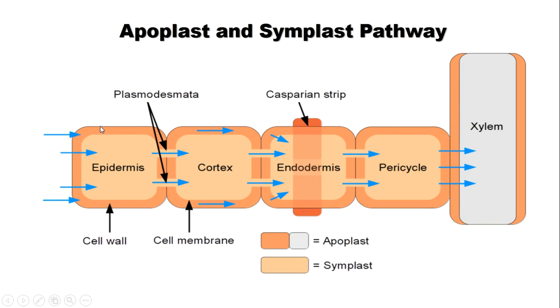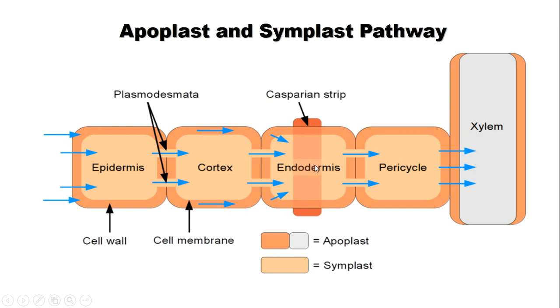It can enter through the cell walls and further follow the intercellular spaces, and it can move through the cell wall to the cortical cells, from the cortical cells to the endodermal cells. Now here, when it enters the endodermal cells, there are the Casparian strips. So whatever water is moving through the apoplast pathway will be moving from epidermal cells through the layers of the cortical cells, and then it will enter the endodermal cells.